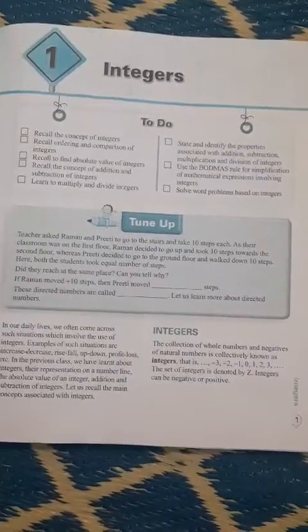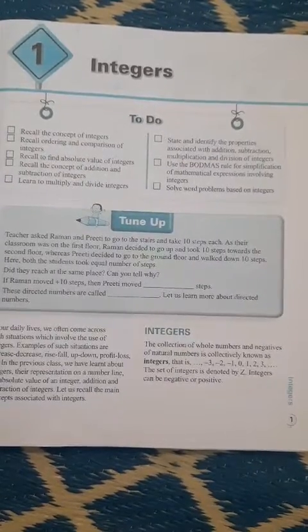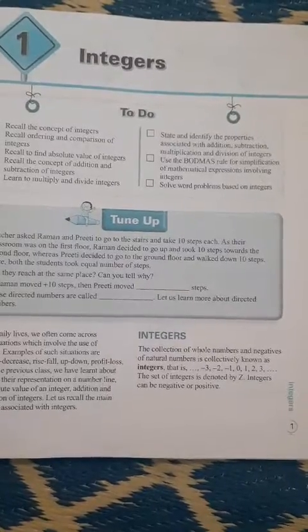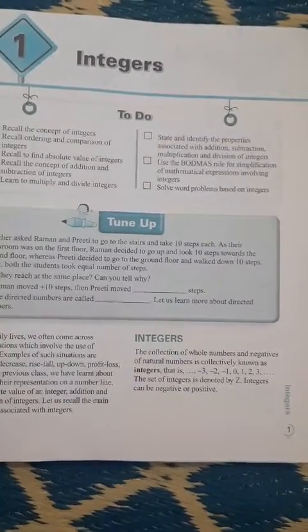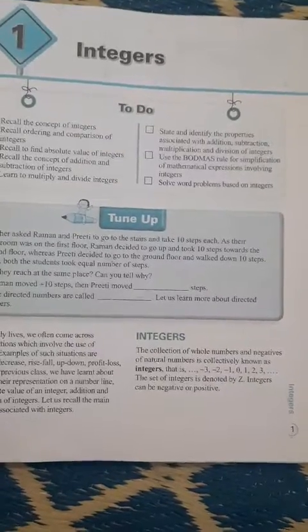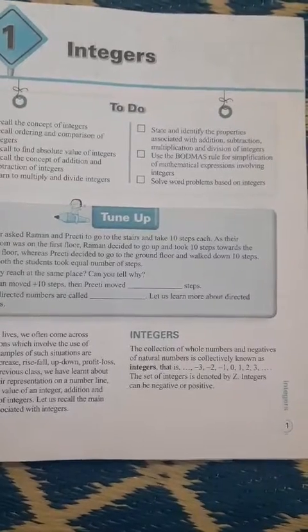Before that, you need to know what is meant by whole numbers and natural numbers. Natural numbers start from 1, 2, 3. Whole numbers start from 0, 1, 2, 3. Integers include both the whole numbers and the negatives of natural numbers. Natural numbers are 1, 2, 3. Negatives of natural numbers are minus 1, minus 2, minus 3.